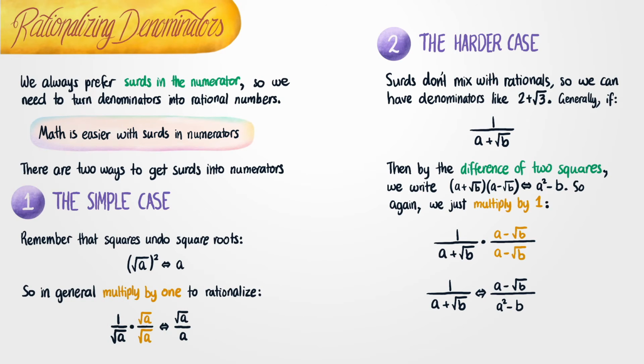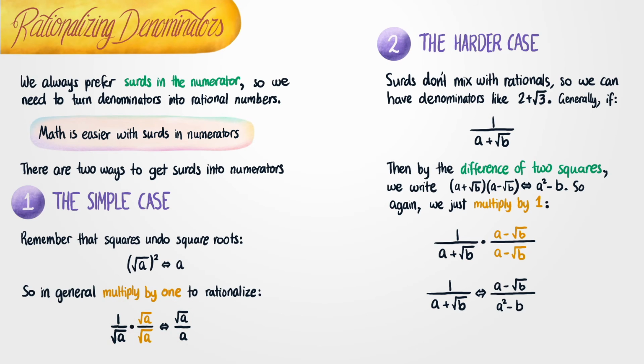Now for the simple case, if we had something like 1 over the square root of a, you wanted to multiply by the number 1, which in this case was the square root of a divided by the square root of a. When we actually performed this multiplication, you ended up with the square root of a divided by a. So that means 1 over the square root of a is the same thing as the square root of a divided by a. The difference between the left and the right, however, is that the surds appear in the numerator on the right hand side, and that's exactly what we're after.